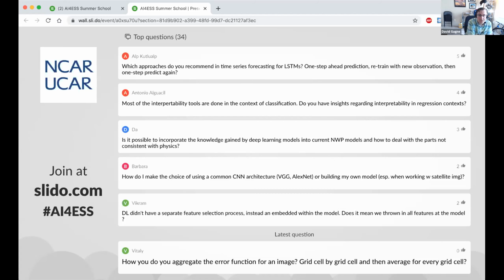Our next question is a sort of LSTM question. Which approaches do you recommend in time series forecasting for LSTMs? Do we do a one step ahead prediction, retrain with a new observation, then one step predict again? I'm assuming this is in opposition to just letting the LSTM run forward with additional predictions, where you give it predictions and then it uses that prediction to predict the next step.